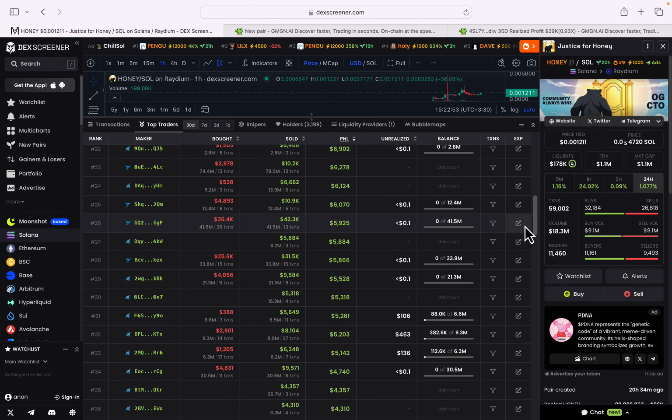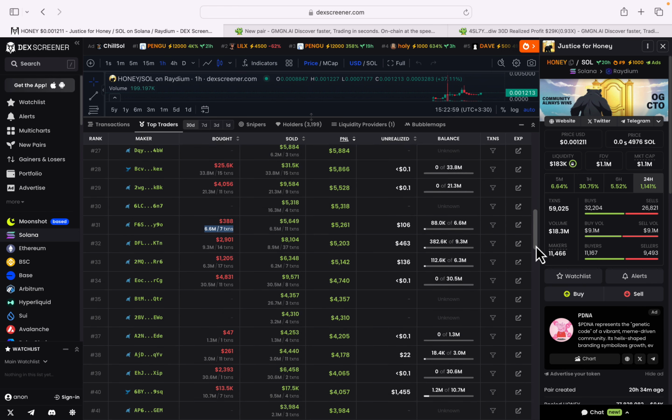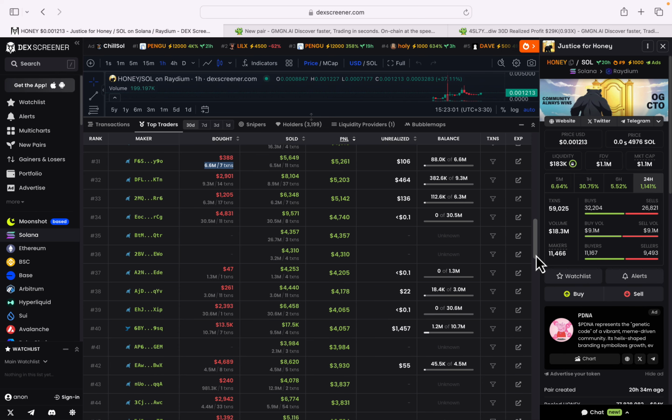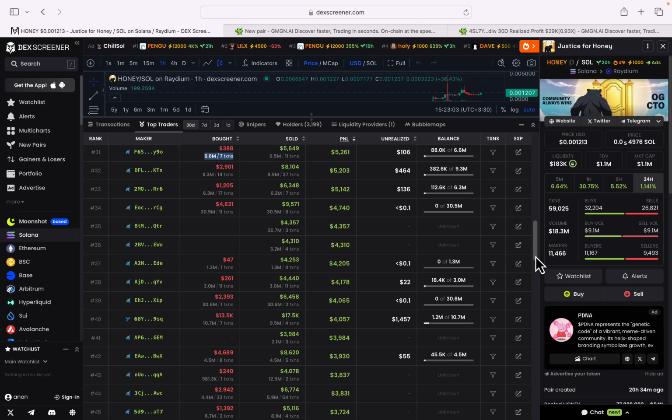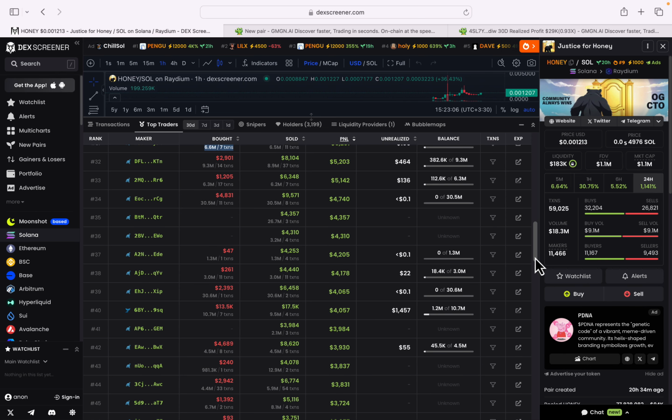For example, something around $400, but 7 transactions. The reason I prefer one transaction is it's easier for copy trading. You know, having too many transactions, you have to pay many fees, and especially if your budget for trading is low, that's not efficient at all. This one bought $47 in one transaction. Let's actually check this wallet.